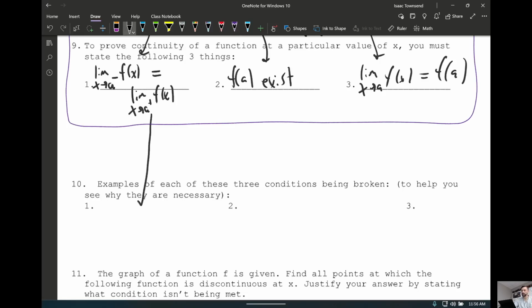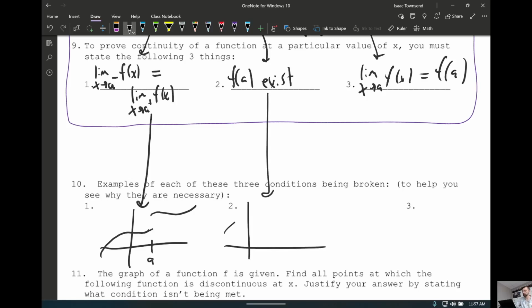So if this was not true, if it approached a different number on the left versus a different number on the right, it might look like that. And I think it's pretty easy for you to see why that's not continuous. That's why this has to be true for it to be continuous. If this is not true, it might look like this. If that point doesn't exist, then you've got a missing piece to your graph.